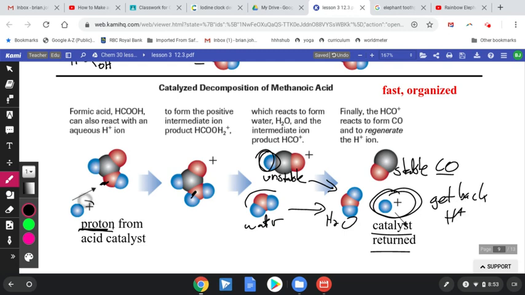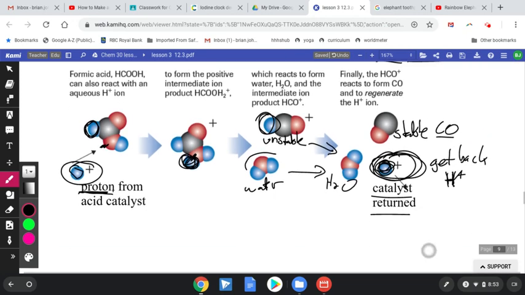So in this case, the H plus that we started with, we get it back. It's not the exact same H plus, but it's still a proton, and a proton is a proton. It doesn't matter which one it was. If we trace it through here, this proton became this one, and this proton became this one on the water molecule. It's fast and it's organized, and this is what speeds up the rate of the reaction for catalyzed.